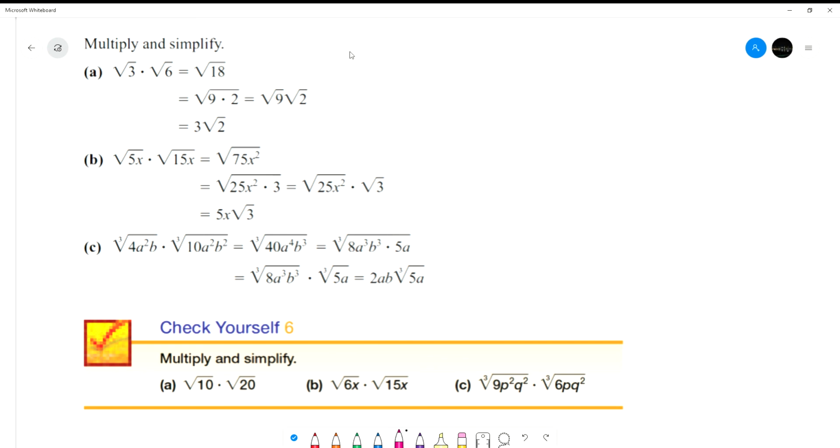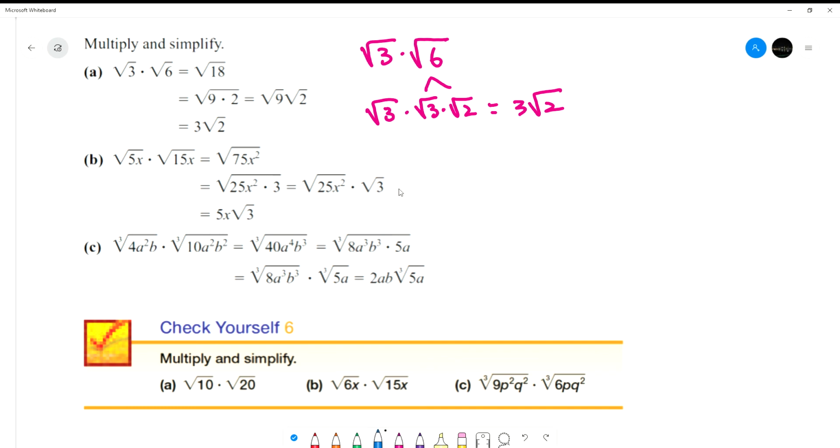Now I want to show you a second way of doing this. You do have to know this first way, but the second way sometimes makes your life a little easier. So look at this. Radical 3 times radical 6. So I know 6 is basically radical 3 times radical 2, right? So I have radical 3 times my radical 6 here, and I see that these are the same. So this is 3 radical 2.